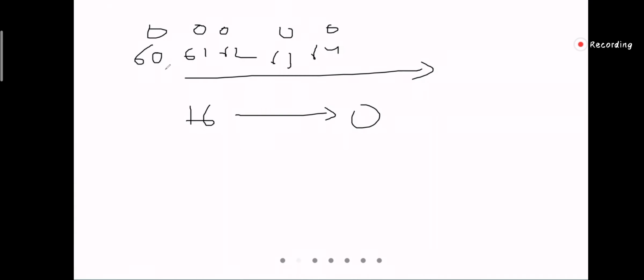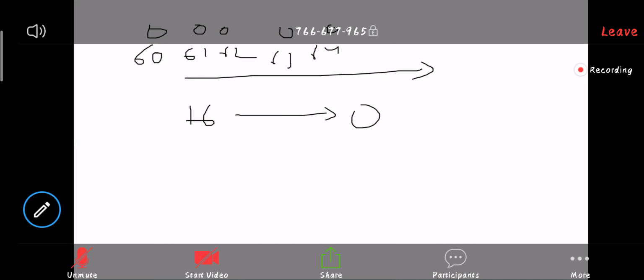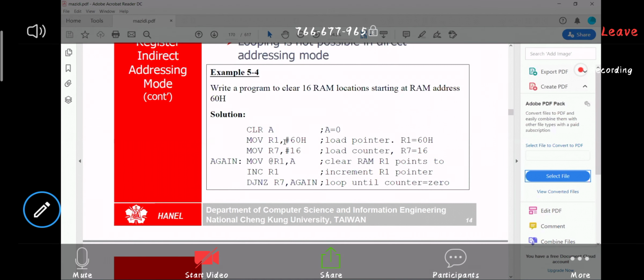One by one, it will take a long time. So what will you use? Which addressing mode will you use here? Index addressing. Index, not index. You will use indirect addressing mode. Okay, here. Index is something to do with code memory.